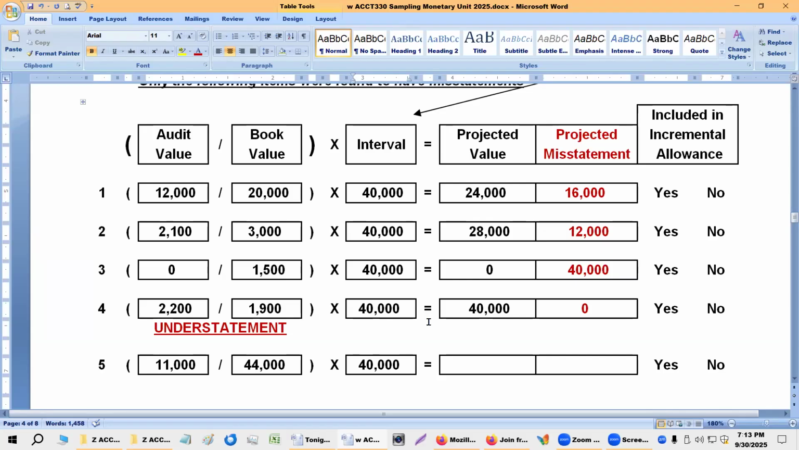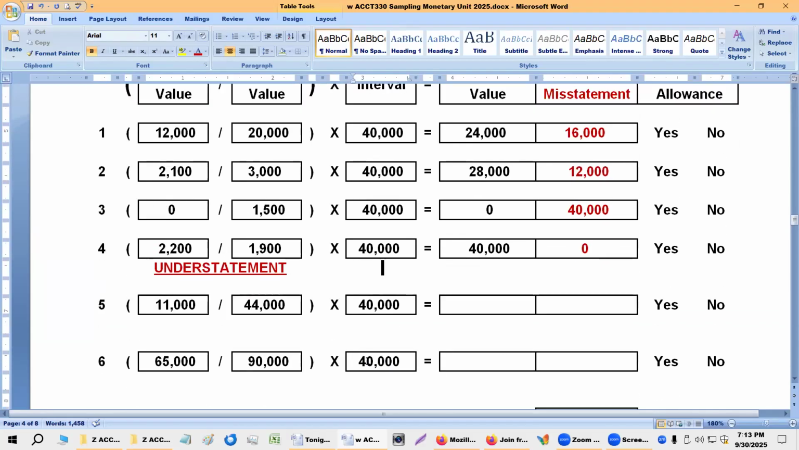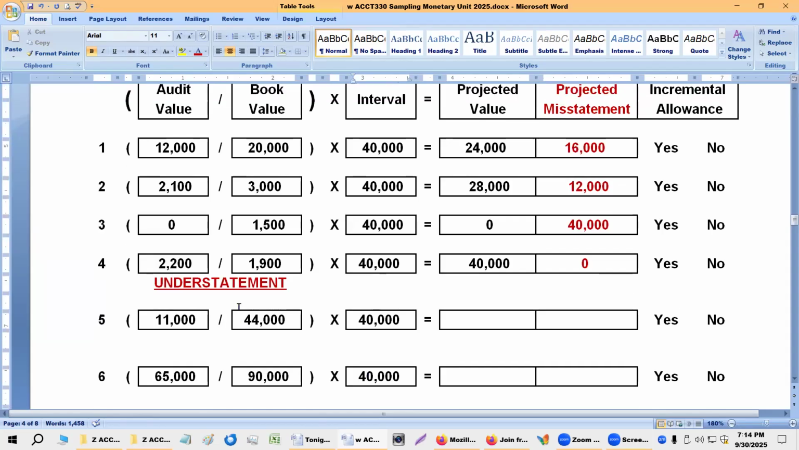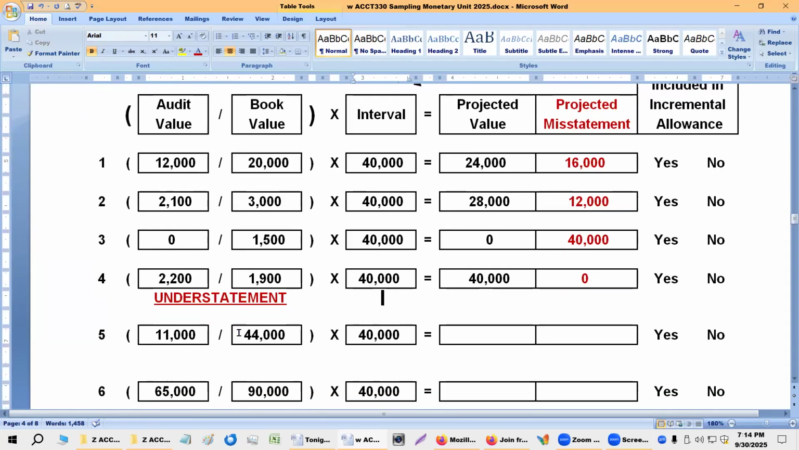Okay, now 5 and 6 are kind of exceptions that we have a little bit. And that is that the book values are greater than the interval. Okay, so a couple things.